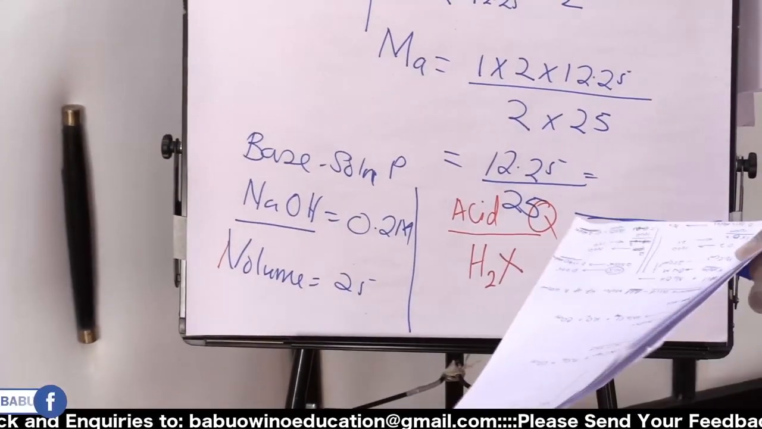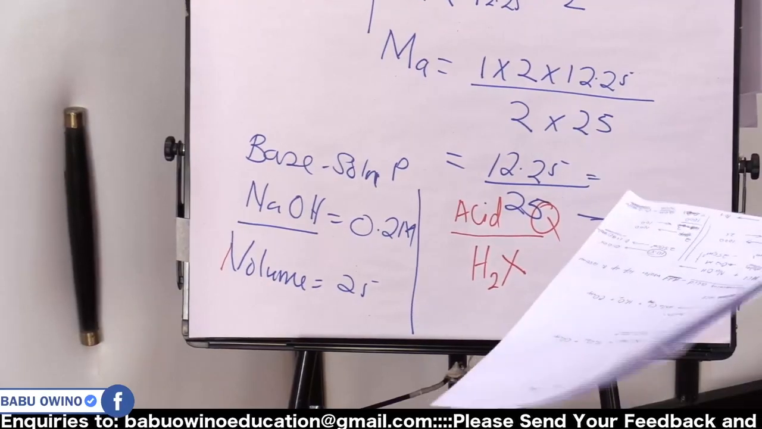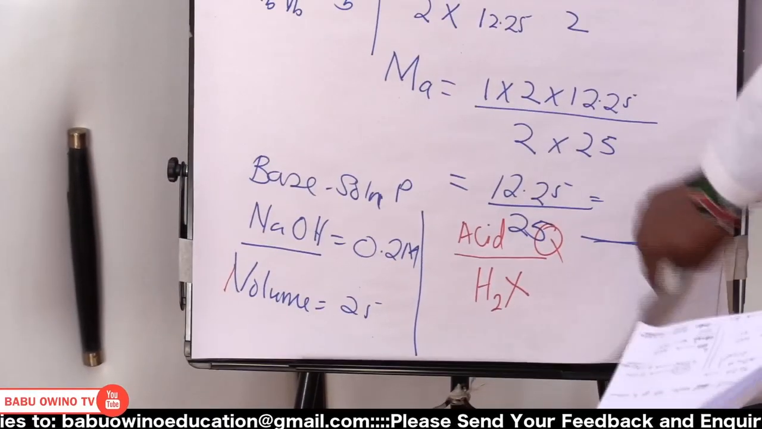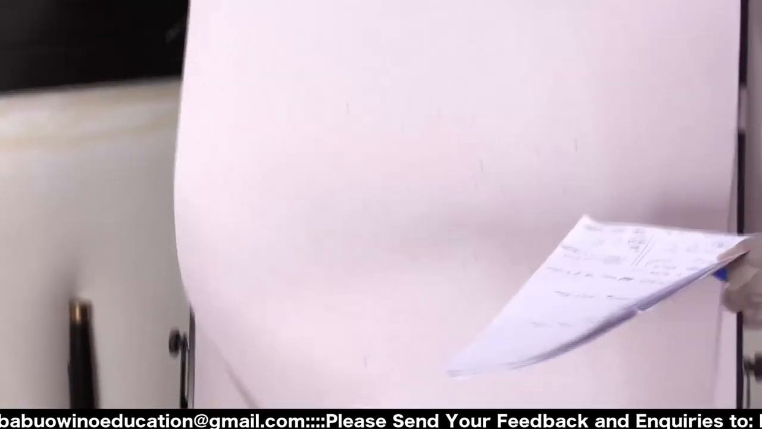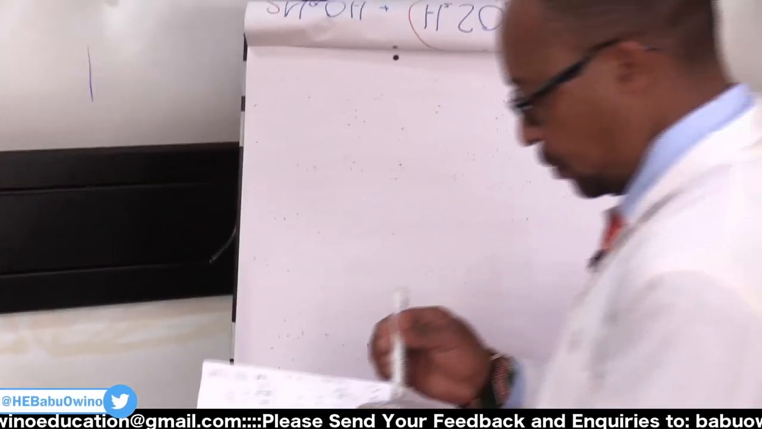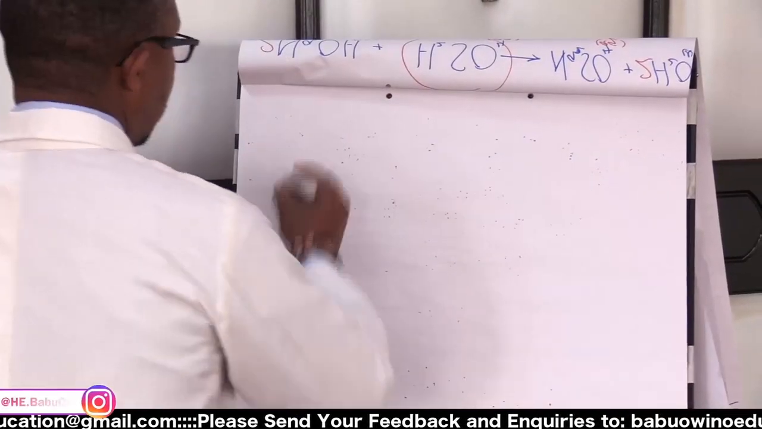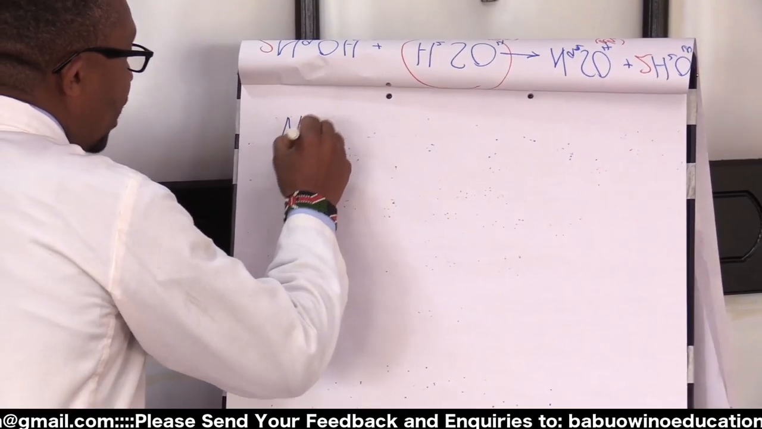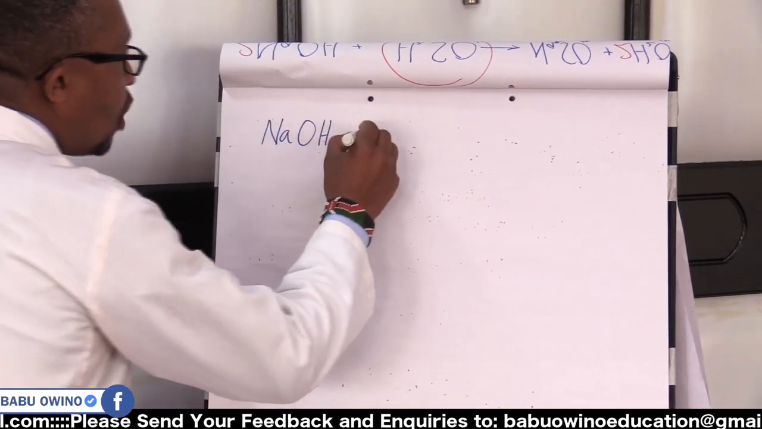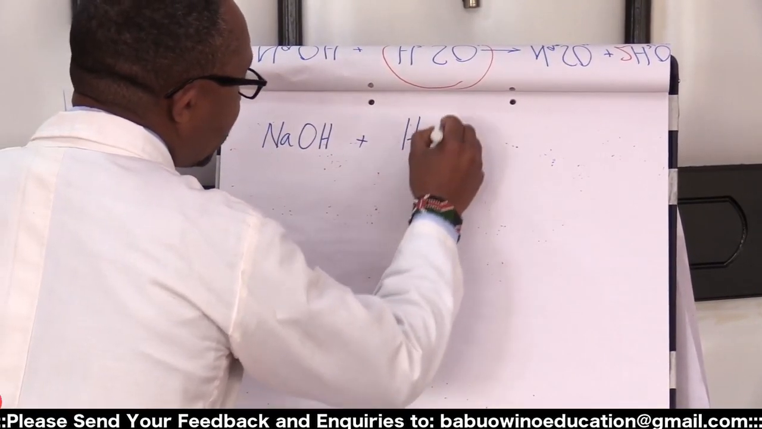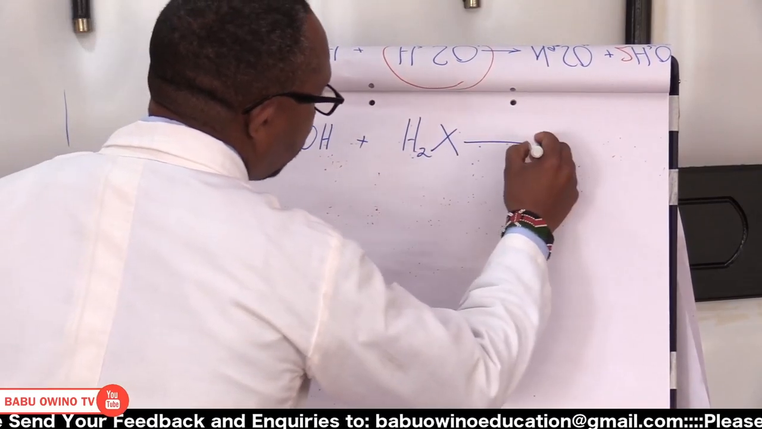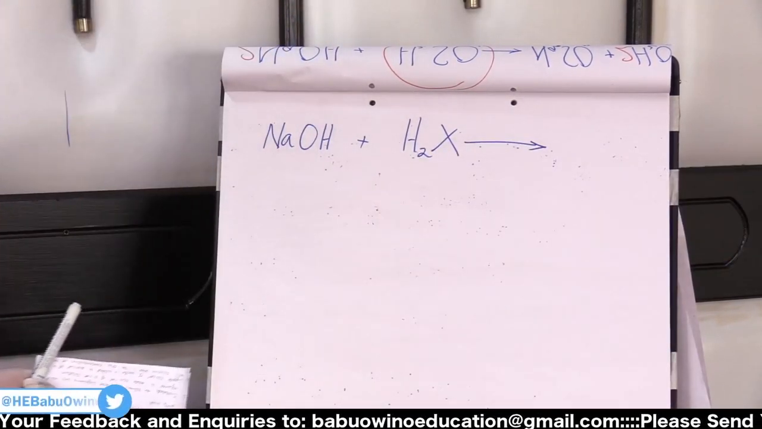So this is what you've been, a dibasic acid means that. So when you are reacting, what do you get? We are saying you have your sodium hydroxide. You are combining it with the dibasic acid to give you the results.